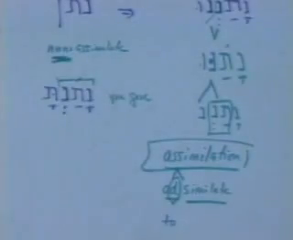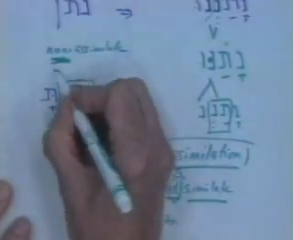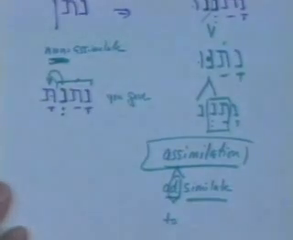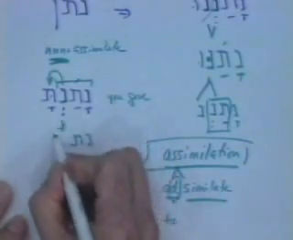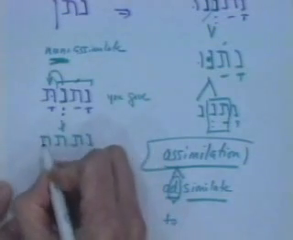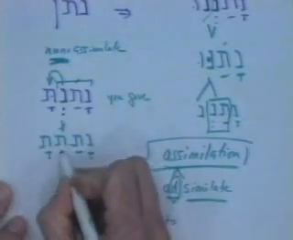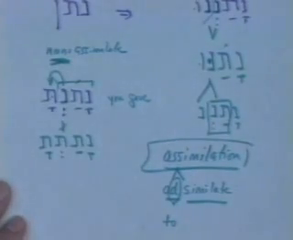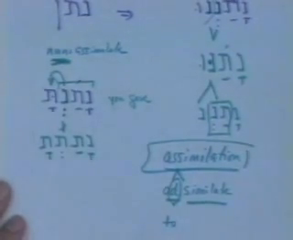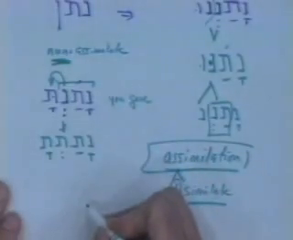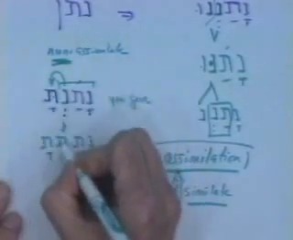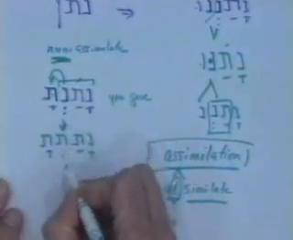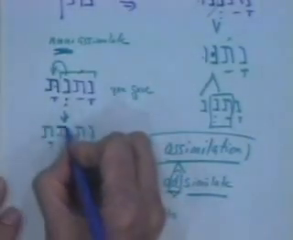Here's what happens, okay? Assimilate means it takes on the similar sound as the following letter. So that for all practical purposes, that nun now becomes a tau matching the tau that follows it. Trust me. You may think this is weird, but that's what assimilation means. The nun takes on the same sound as the following letter, so that for all practical purposes in pronunciation it becomes a tau.